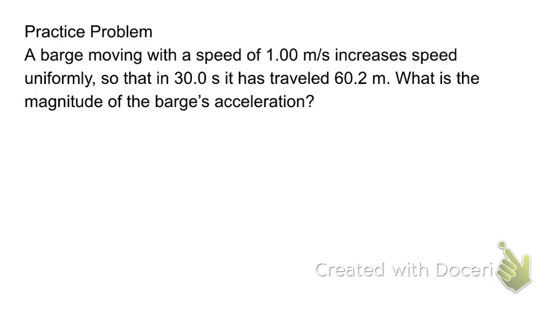The barge, moving with a speed of 1.00 meters per second, increases uniformly so that in 30 seconds it's traveled 60.2 meters. What is the magnitude of the barge's acceleration? By clarifying magnitude, they're telling you that you don't need to include a direction because they didn't give you a direction. So magnitude would be just the numerical value. Okay. And we're finding acceleration.